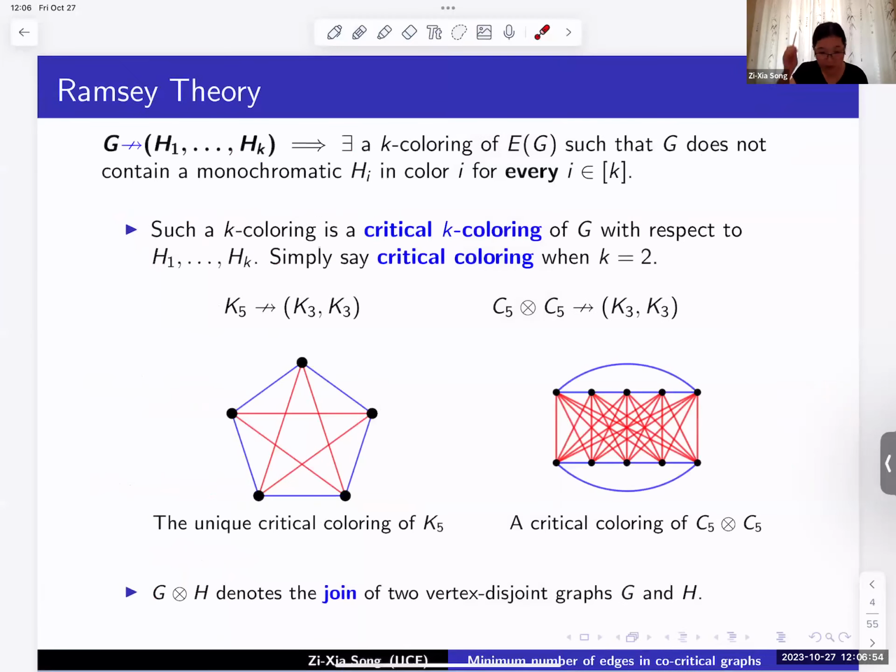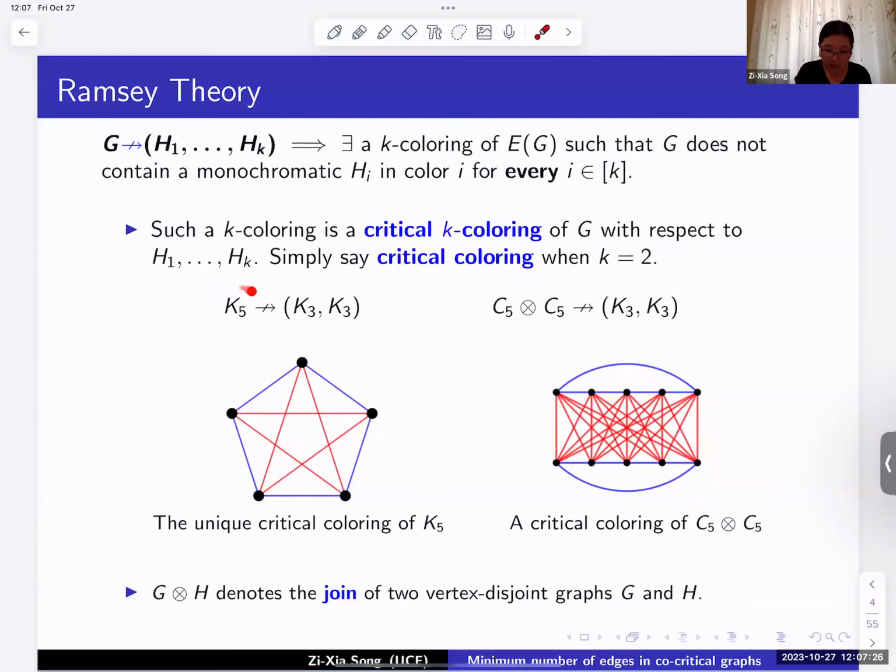So what do we mean by G does not arrow H1 through HK? It means you must be able to find a K coloring such that you cannot find any monochromatic HI, for every color I, you cannot find the corresponding one we are looking for. Such a coloring is called a critical K coloring of G. Sometimes I just call it a critical coloring when K is 2.